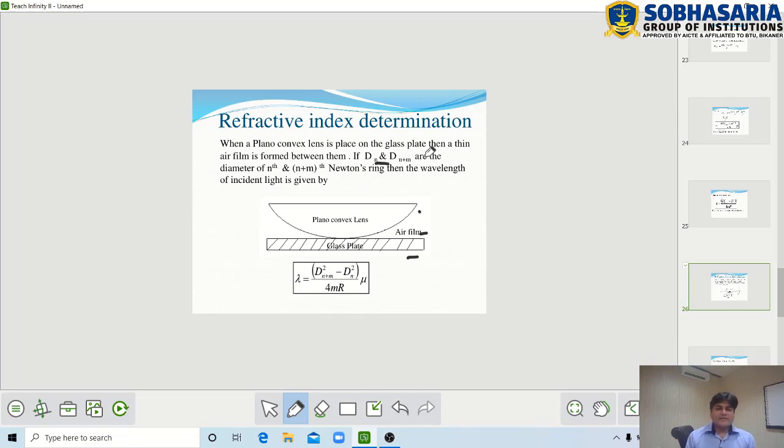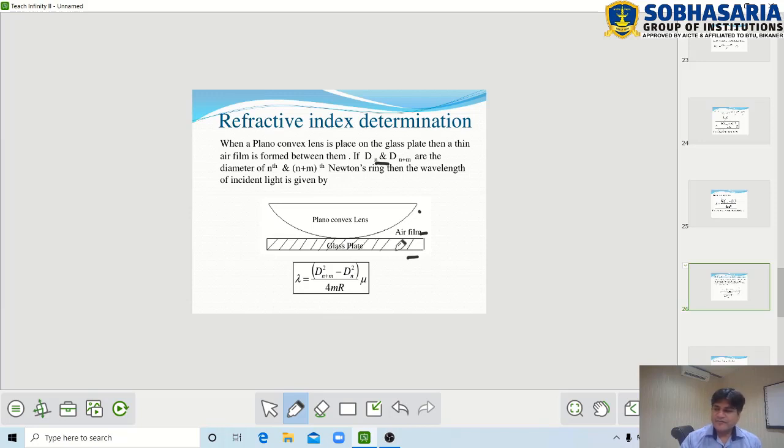then the wavelength of the incident light is given by lambda equal to Dn plus m square minus Dn square upon 4 m R mu. This is the wavelength of the incident light when the air film is formed between the plano convex lens and the plain glass plate.